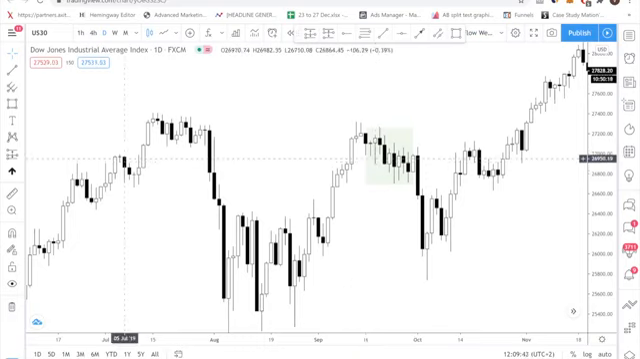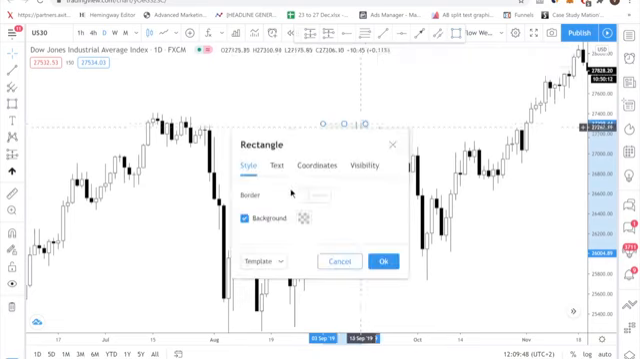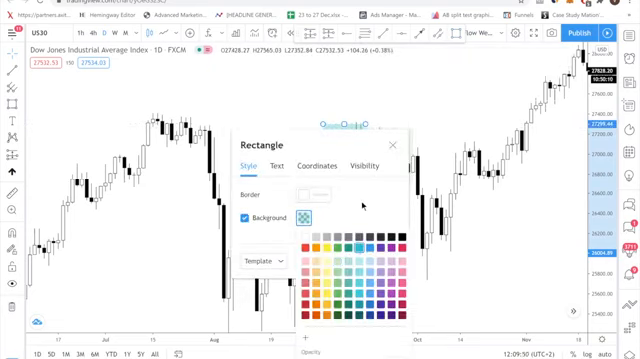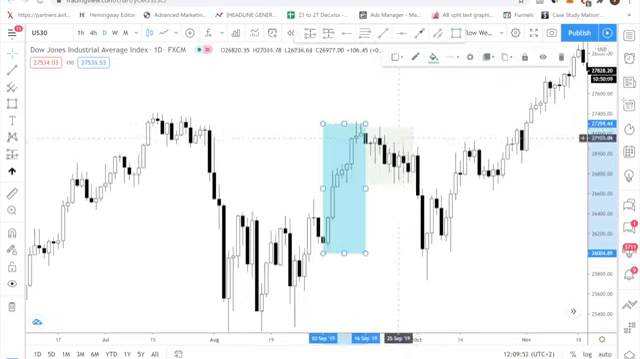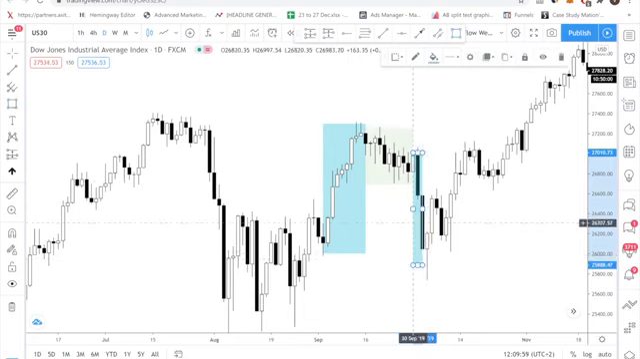Okay, in fact, in this case, let me just say that this is impulsive. Let me just change the color. This is impulsive. Then you have corrective. So normally you expect it to be impulsive again. But what happens in this case is that it's impulsive towards the downside, because this too is an impulsive candle.